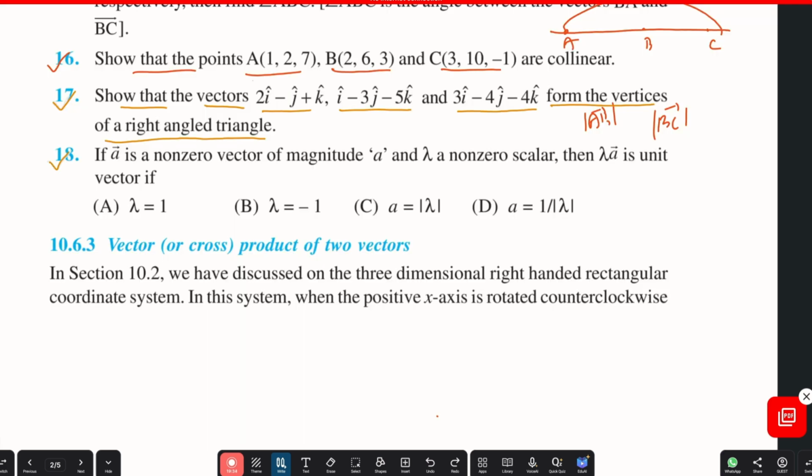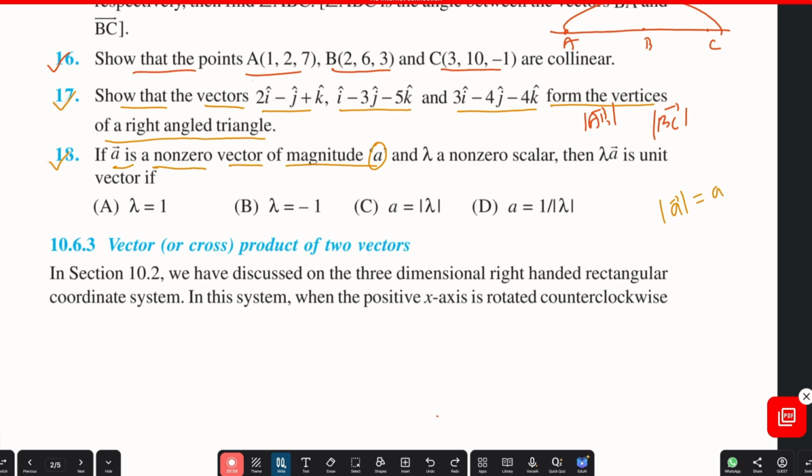Question 18, you try to solve this first. Take a minute and try to solve. Just highlight the keywords whenever you get anything important. See, vector A is a non-zero vector. Non-zero vector means mod A is non-zero, and also mod A is small a. Vector A is a non-zero vector of magnitude a. Magnitude a means mod A. The magnitude is small a, given.